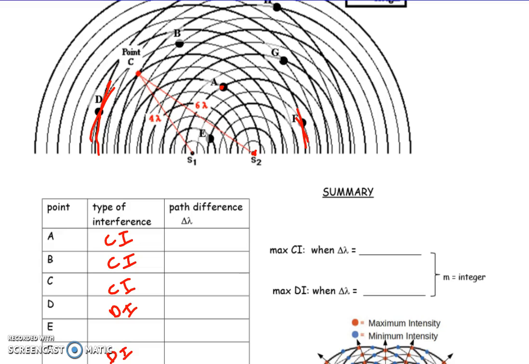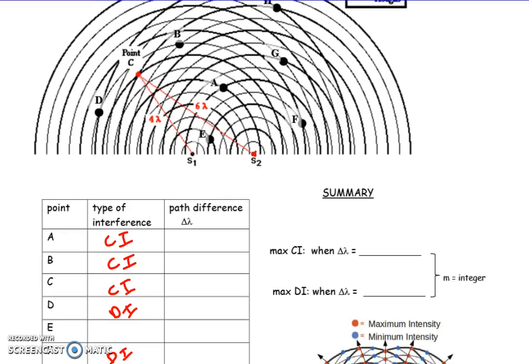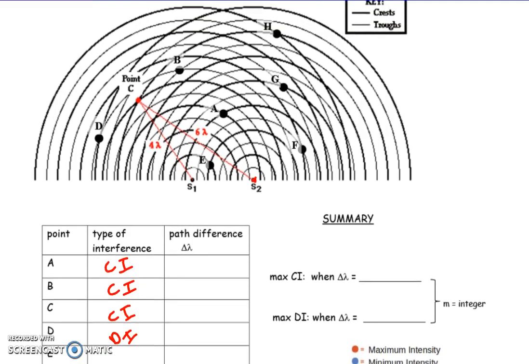Now let's look at the concept of path difference. Okay, path difference is exactly what the term means. It's how much difference there is in the distance the wave has traveled to that point from the other source. So for example, let's take point C because that's already drawn for you. If we go from S1 to C, we can count the number of wavelengths. Now, it's already labeled as 4 wavelengths, but let's make sure you understand where that comes from.